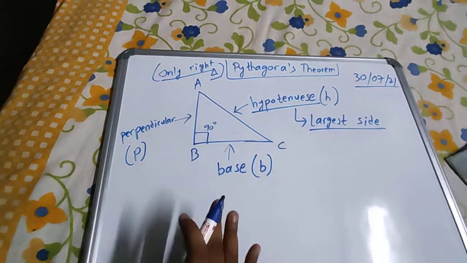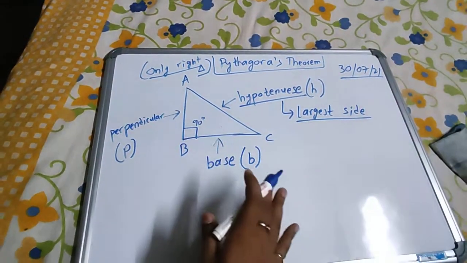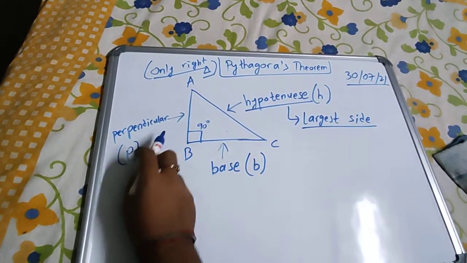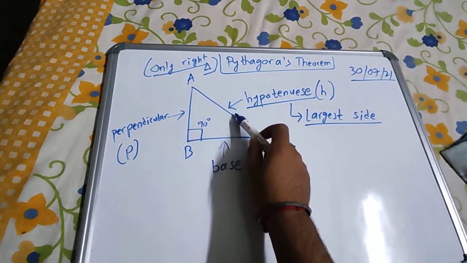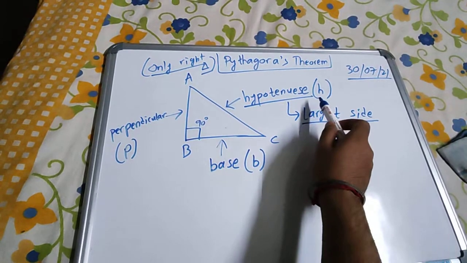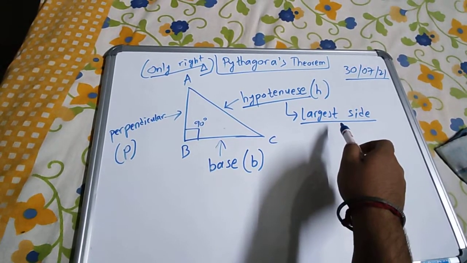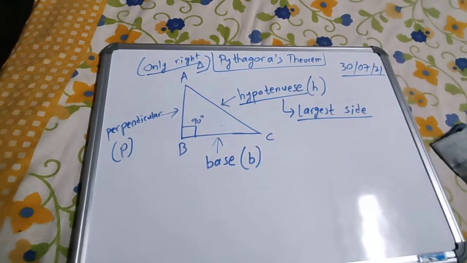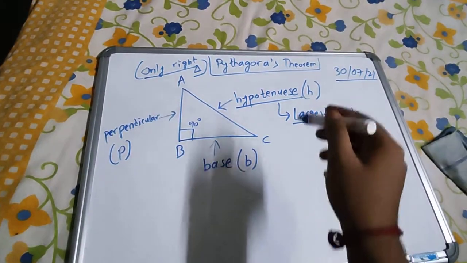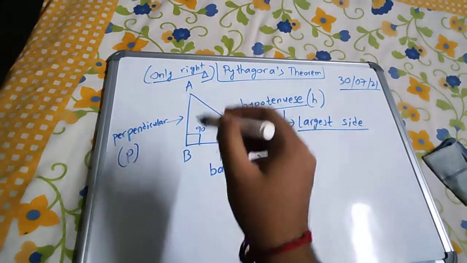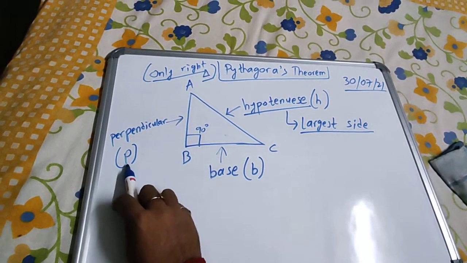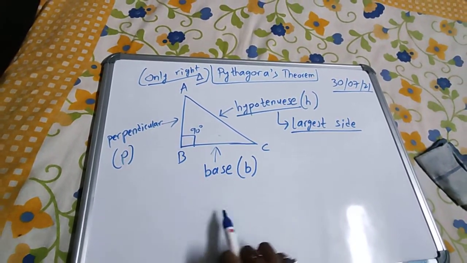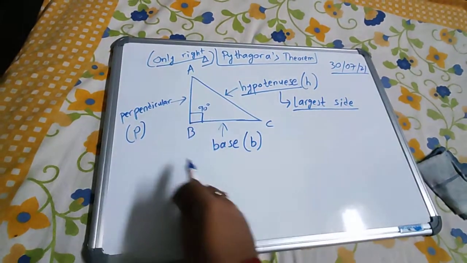I hope that you have understood this concept. This side is known as perpendicular, this side is known as base, and the side that is opposite to the 90 degree angle is the hypotenuse, the largest side of any right angle triangle. Now, what the mathematician Pythagoras did is he found a relation between these three sides. Hypotenuse is represented by H, perpendicular by P, and base by B.